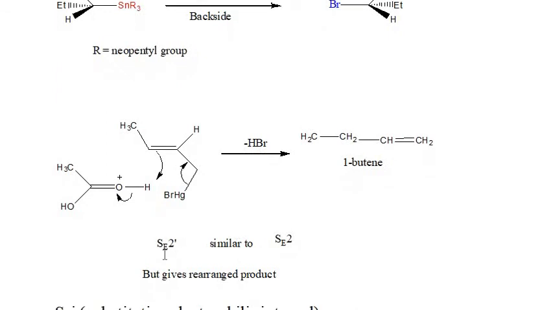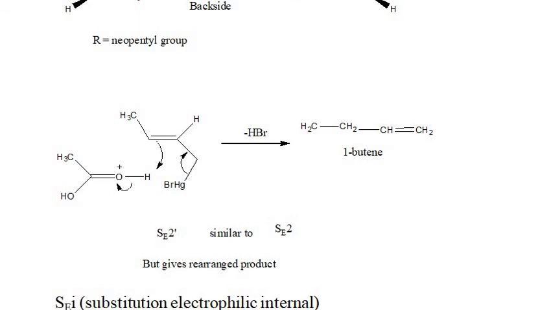Now let's see what the SE2 prime reaction mechanism is. It is almost similar to the SE2 reaction mechanism, but gives a rearranged product. Here the electrophile replaces HgBr, but it takes the other place here, and 1-butene is formed here.